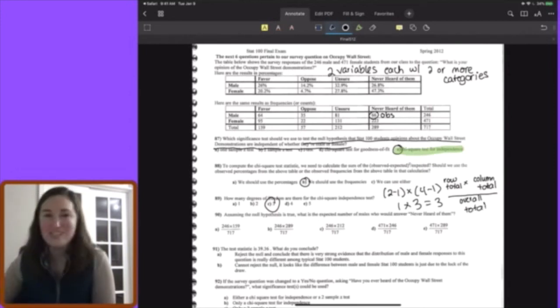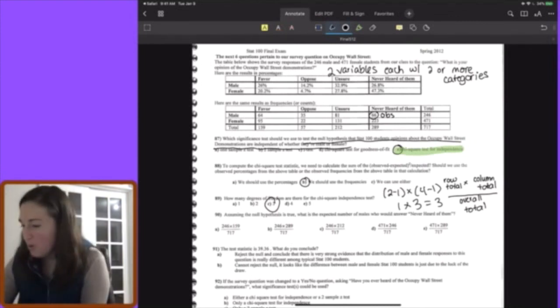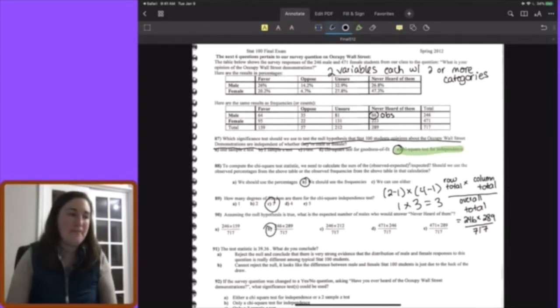So this is part of chapter 23, part 2. But my row total is, let's see, 246 times my column total is 289 divided by the overall total is 717. Right? Row total times column total divided by overall total. Did I do this right? Yeah. B again.